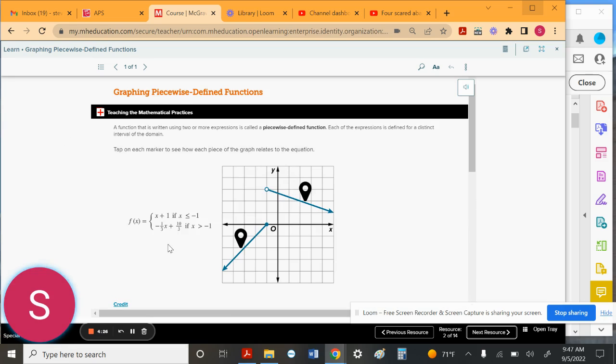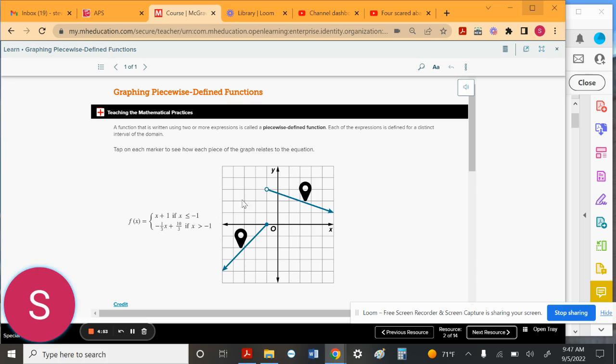So graphing them here, you'll notice that we have x plus 1 as the function before x is -1. So this part right here is x plus 1. And then we have -1/3 x plus 10/3 if x is greater than -1, so anywhere beyond this point to the right. This function right here has a slope of -1/3. That's why the line is going down.